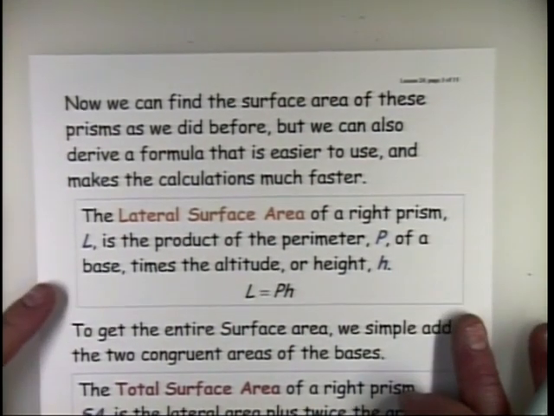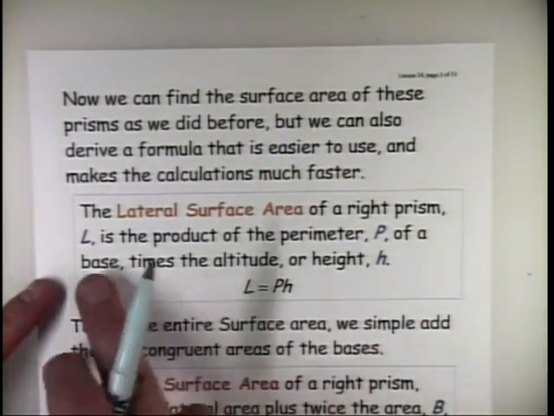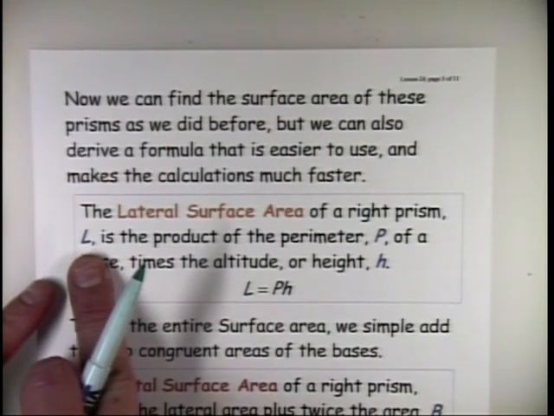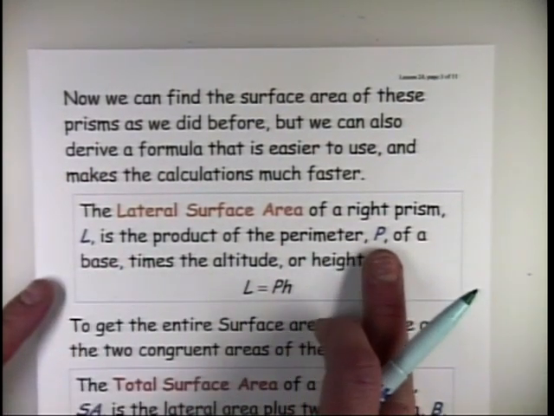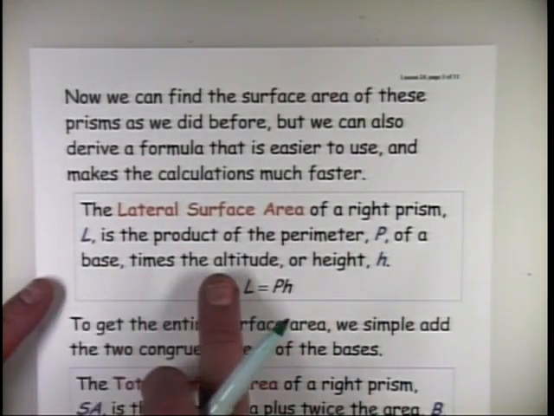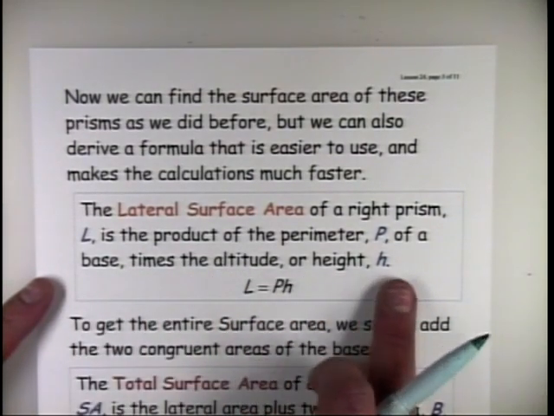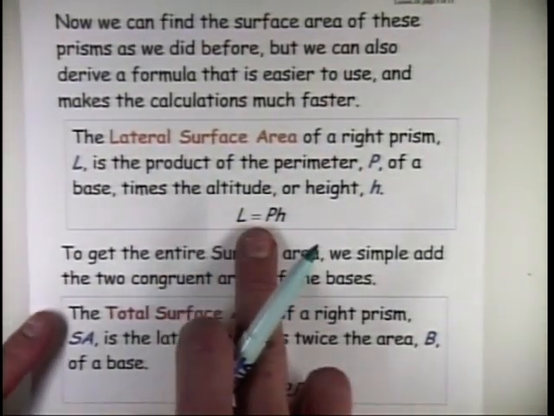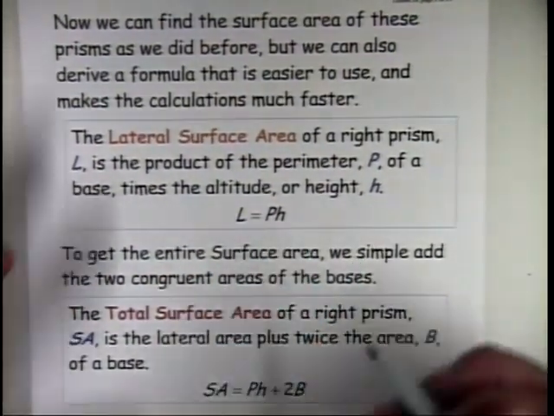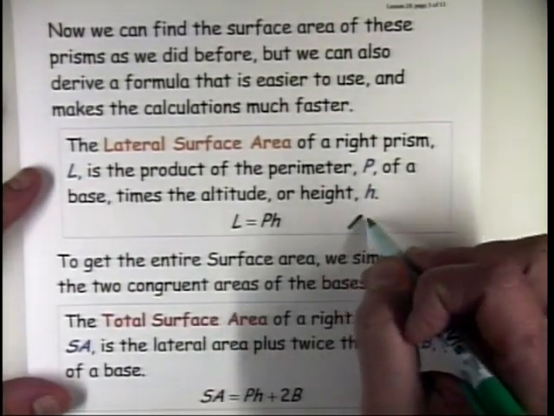The lateral surface area of a right prism, and we're going to use the letter L for lateral surface area, makes sense. It's the product of the perimeter, P, of the base times the altitude or the height, which we're going to call H. So we can translate that into a formula and call it L equals PH.